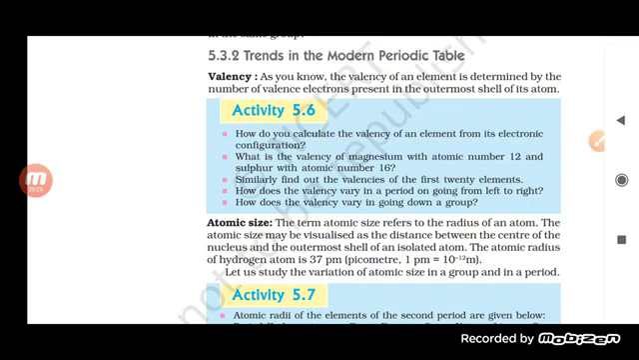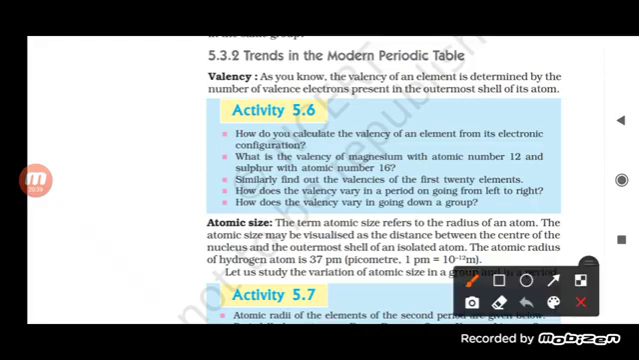If we take an example of beryllium, you know that the atomic number of beryllium is, that is 4.